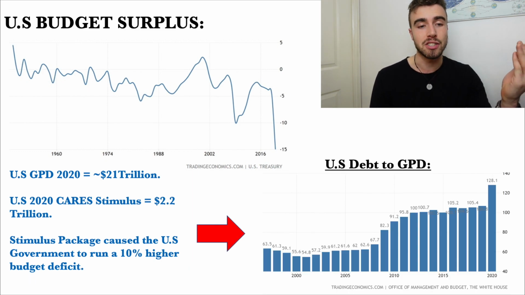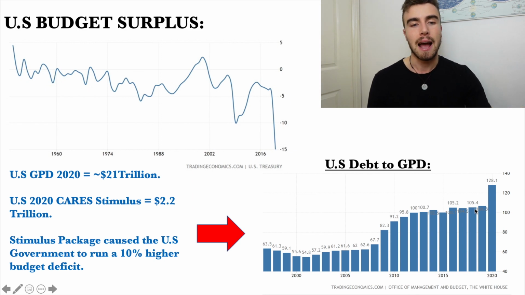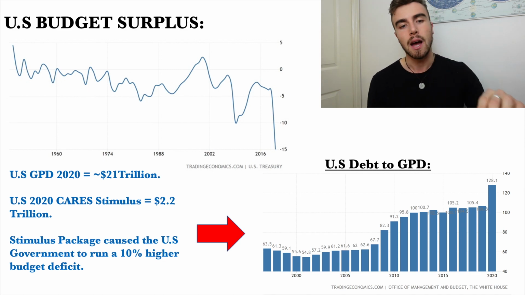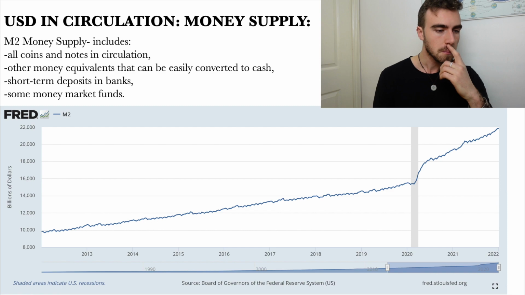And here's the US debt to GDP. So you can see that post GFC, once we recovered from it, the US was pretty stable at about 100% debt to GDP. And then because they had to take on a load more debt, which they could do at the low interest rates, because that was the other thing that happened, is that the Fed massively cut the interest rate, then the debt to GDP skyrocketed to 128%.